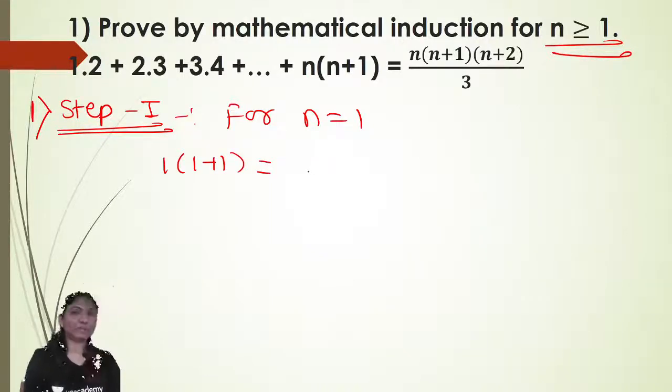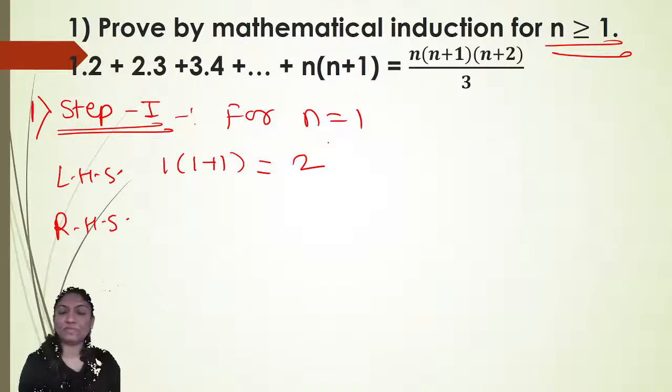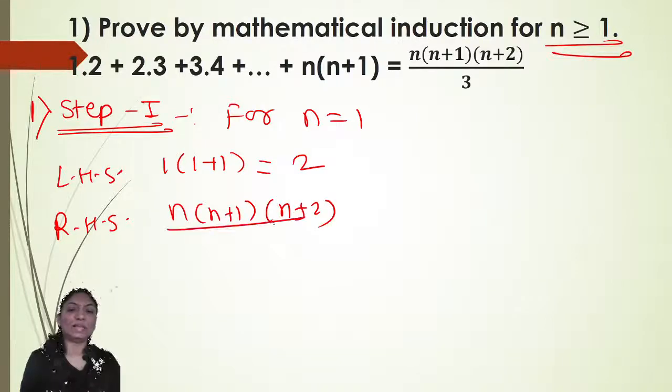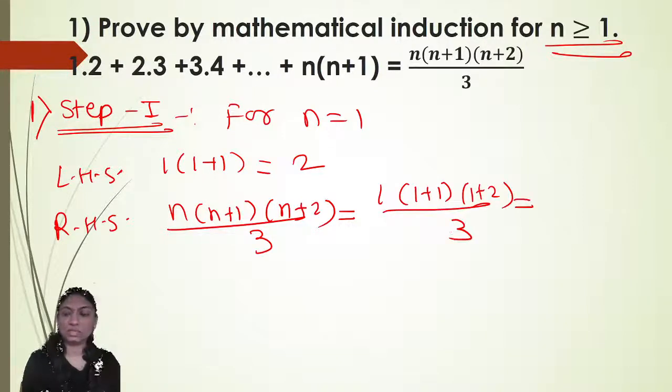Now consider the RHS. The RHS is given by n into n plus 1 into n plus 2 by 3. Now put n is equal to 1. So we will get 1 into 1 plus 1 into 1 plus 2 upon 3. That is 1 into 1 plus 1, it means 2, 2 into 3 is 6, 6 by 3, it means 2.